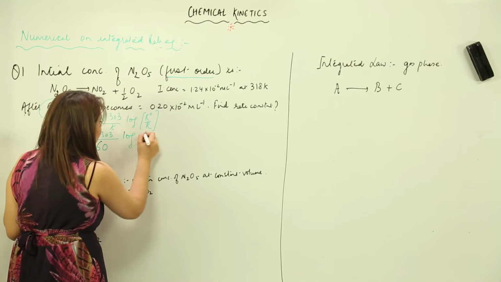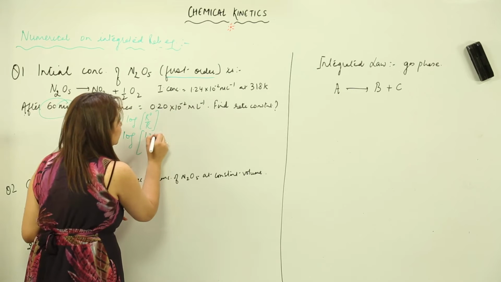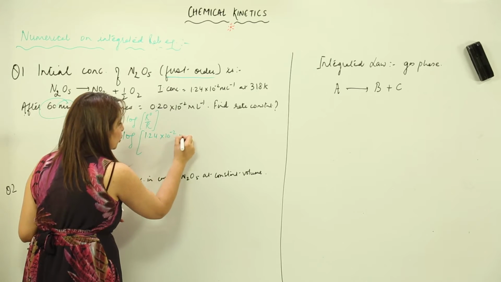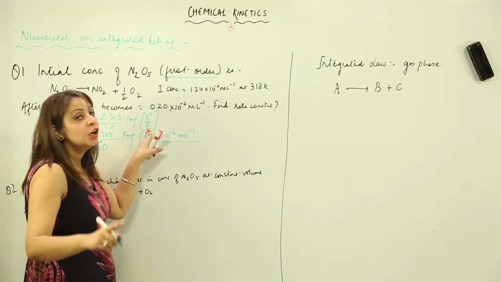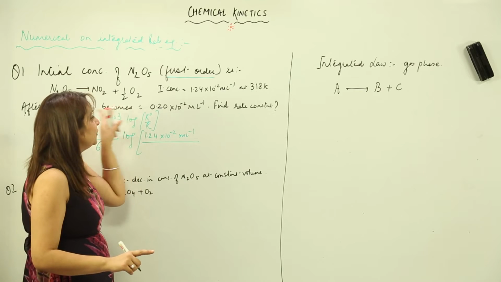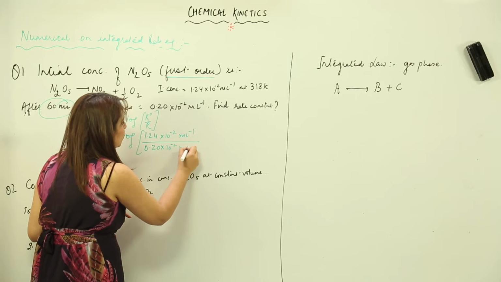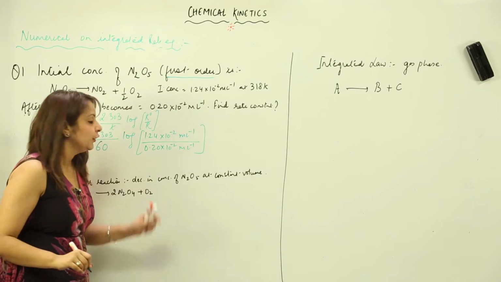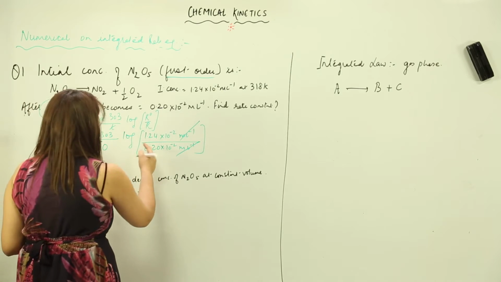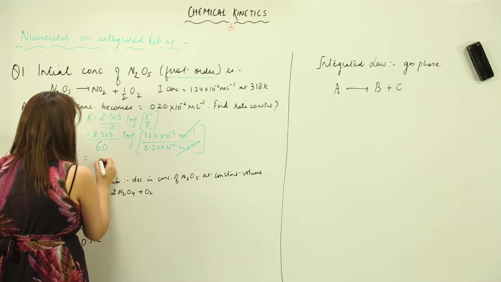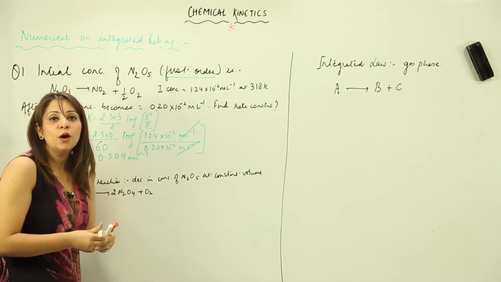Then we have log of R0, the initial concentration, 1.24 × 10^-2 moles per liter, divided by R, the concentration we get at time t = 60 minutes, that is 0.20 × 10^-2 moles per liter. So this is what we have. We simplify the equation: moles per liter cancels moles per liter, and after solving we get the result 0.304 per minute. So this is how you are going to do the calculation.